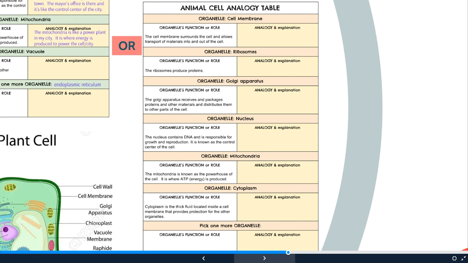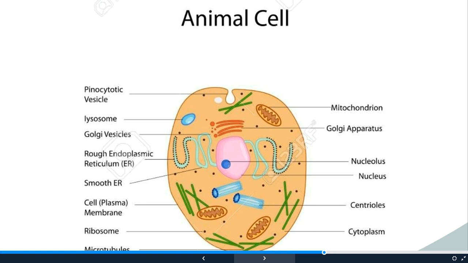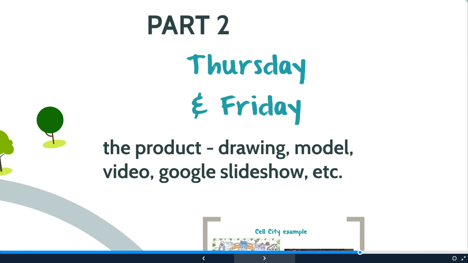Here is the animal cell analogy table. If you decide to do an animal cell, you'll see that some of the organelles are different, okay, because plant cells have the chloroplasts, they have the cell wall, so it's your choice. There's also a diagram of an animal cell there for your use. And then part 2 will start on Thursday and Friday. So on Thursday, you'll get that Google assignment posted, and that's where you're supposed to be working on the product. It'll be either the drawing, the model, the video, whatever you choose to do to show your analogies.